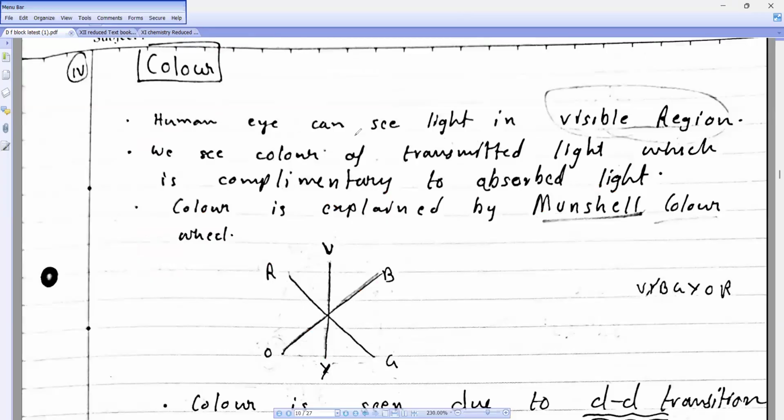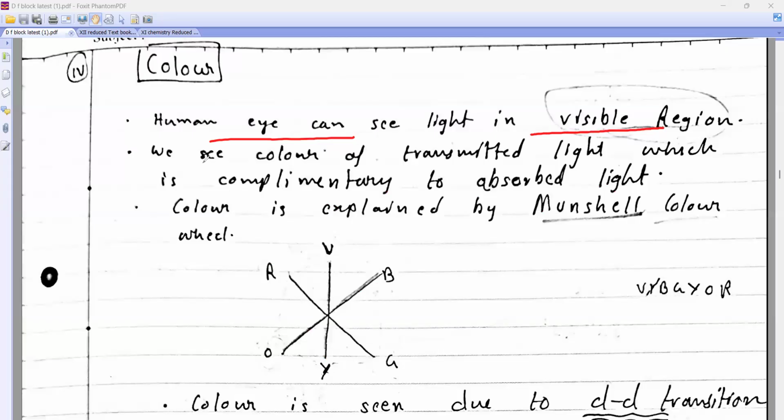Human eye can see color in visible light. Achha. We see which color generally, beta? We see transmitted light, which is complementary to the absorbed light. Now the concept of color was given by whom, beta? Munsell. What he said, beta?